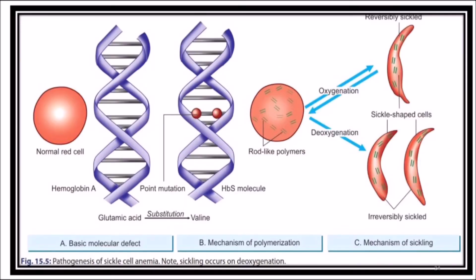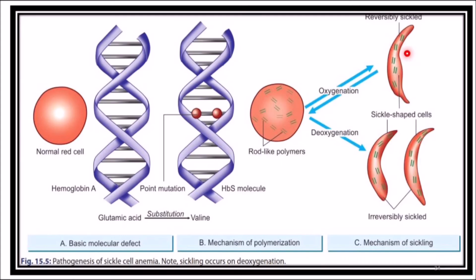You can see in this picture the pathogenesis of sickle cell anemia. There is substitution of glutamic acid by valine at the 6th position of the beta chain. 1, 2, 3, 4, 5, 6th one. There is a point mutation at the 6th position of the beta chain. That is what you are seeing in this diagram.